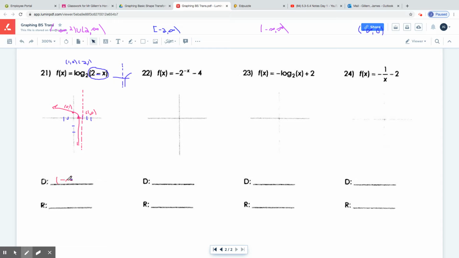Domain, -infinity to whatever the vertical asymptote is, which is 2. Range is everything, -infinity to infinity.